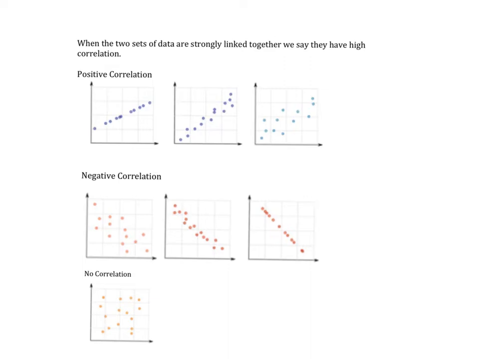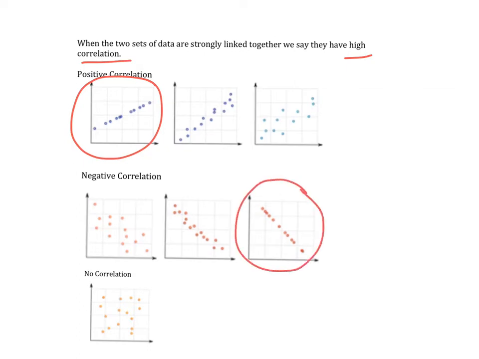All right, so when two sets of data are strongly linked together, we say that they have a high correlation. So these right here, the first one of the positive, notice how close that set of data is together. They're not in a complete straight line, but they're pretty close. And this one right here too would have a high correlation going in the negative direction.